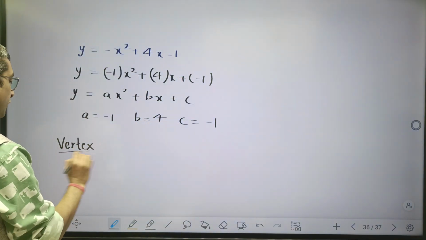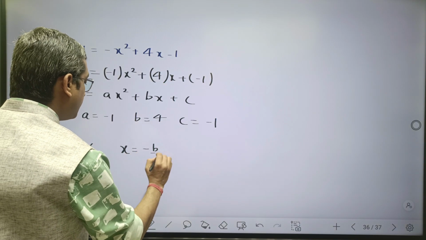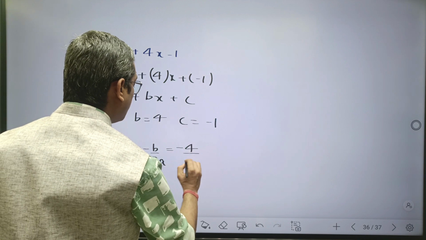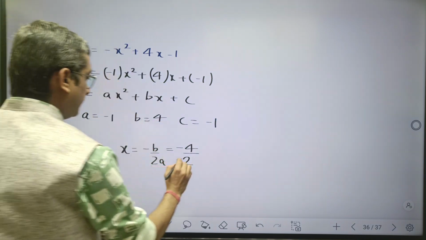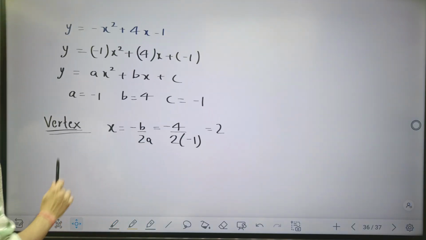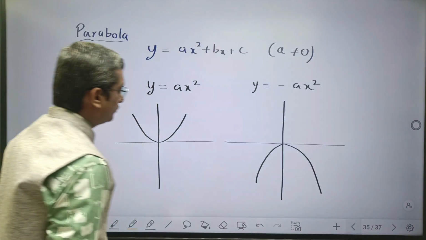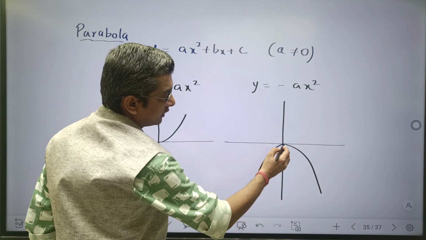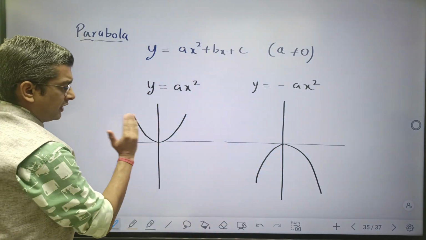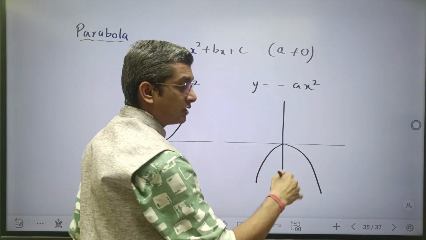The x coordinate of the vertex is given by minus b by 2a. So minus b means minus 4 by 2a, and a is minus 1. So this will have the value 2. It means the vertex, now what is the vertex? This point is known as the vertex. If you observe carefully, the left and right sides of this vertex are symmetric, or you can say they are mirror images of each other.